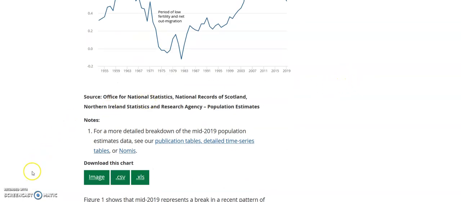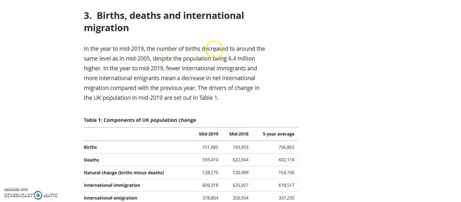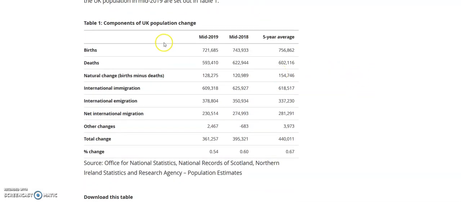We have also other graphs here. You can see the table showing components of UK population. You have births compared between 2018 and 2019. We can see a lower birth rate in the UK compared to 2018. We have also the 5-year average, and we can see that 2019 is below the 5-year average. We have also the death rate.